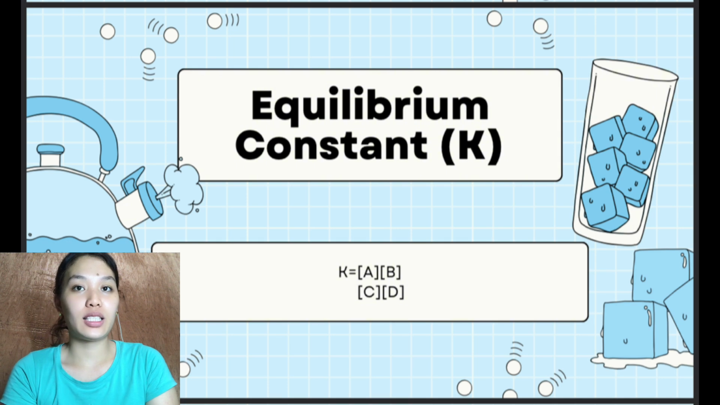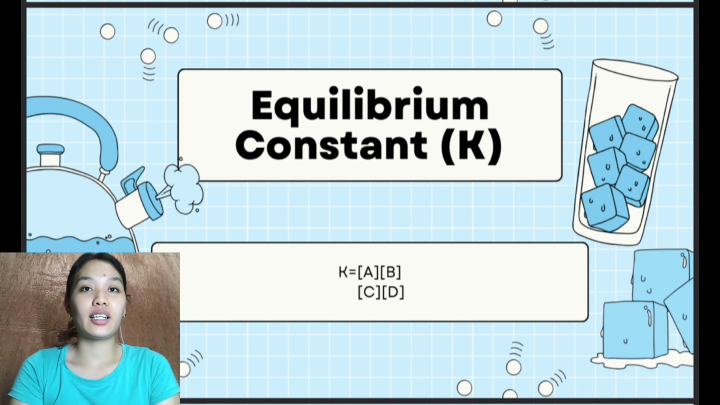K equals [C]^c[D]^d over [A]^a[B]^b, where A, B, C, and D are the molar concentrations of the reactants and products, and the small letters a, b, c, and d are the respective coefficients in the balanced chemical equation.